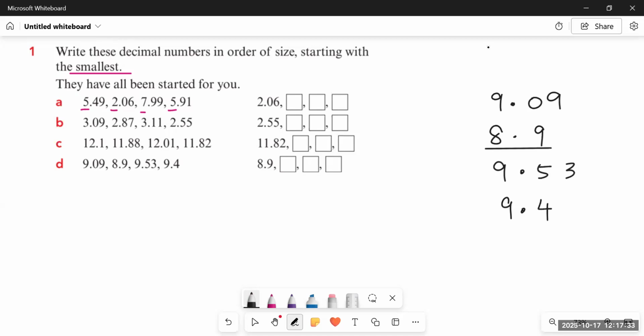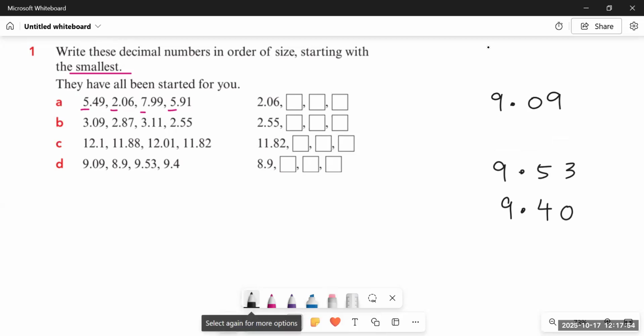Okay, so we have kept all the decimals below decimal. To make them like decimals, we will add a 0 over here. It would become 8.90, the first one, and then we will compare the other three. We'll now remove this one. Now we have to compare 9.09 with 9.53 and 9.40.